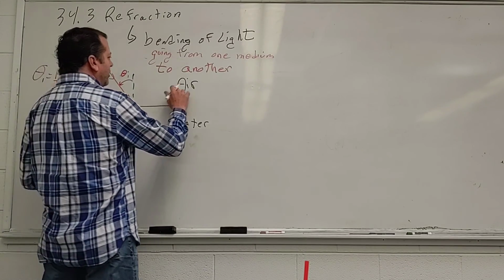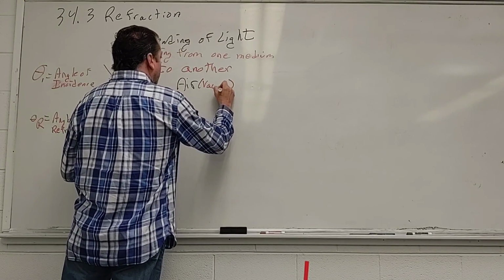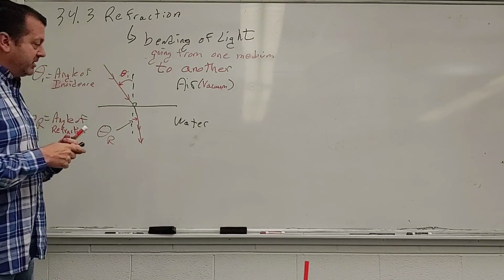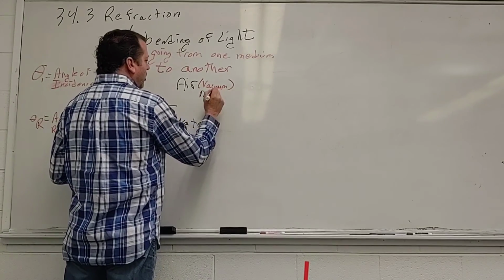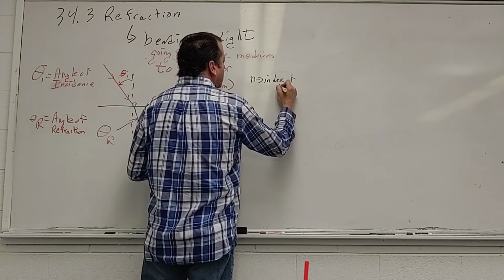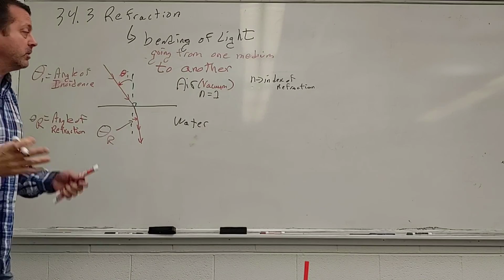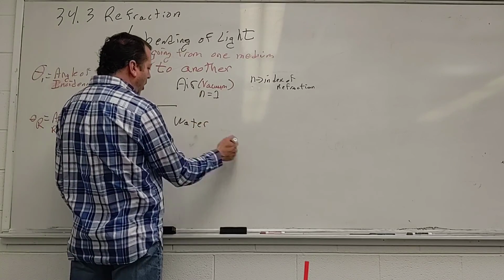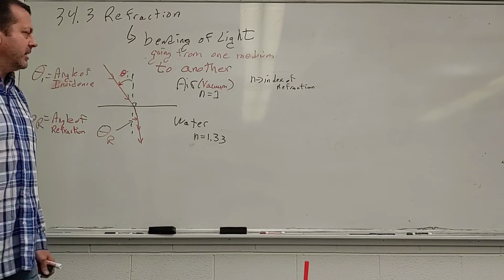what they said was, we're going to call this medium air, which really is going to be a vacuum. We're going to say a vacuum to make it a little bit more precise. And we're going to say n equals 1. And what is this n? N is known as the index of refraction. Basically, we're going to make ratios, okay? We're just doing ratios. And what we can say is, if that's 1, water is going to have an n of about 1.33. I'll show you where I get that in a minute.